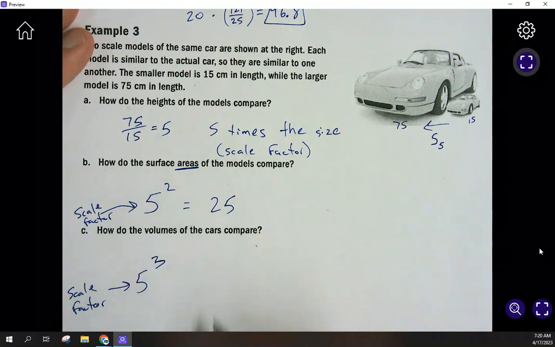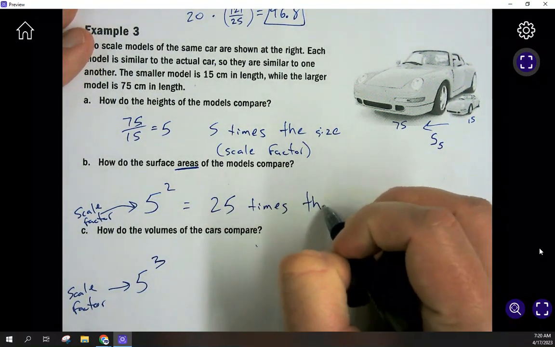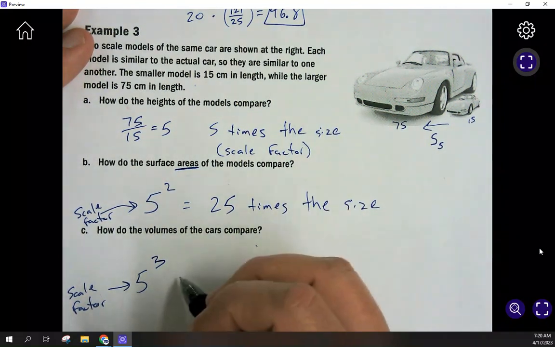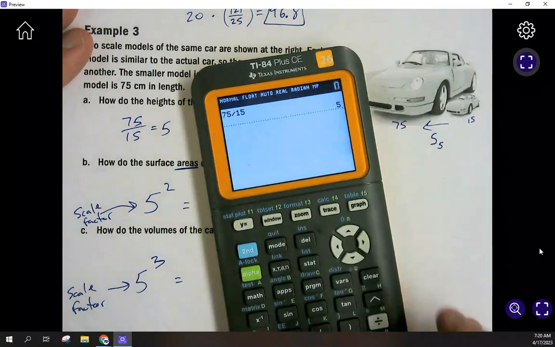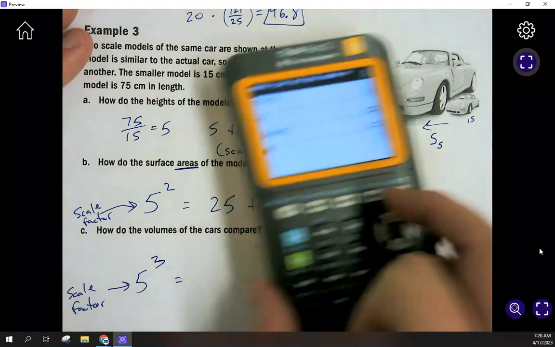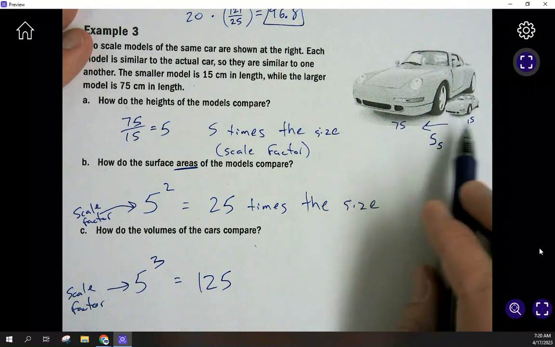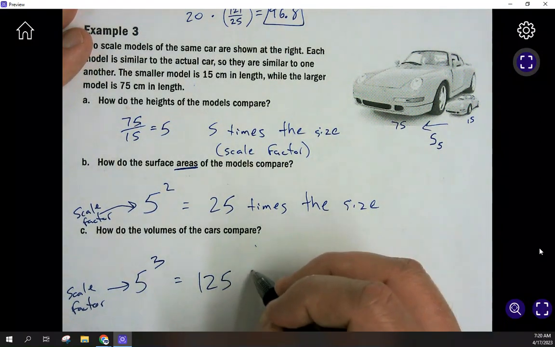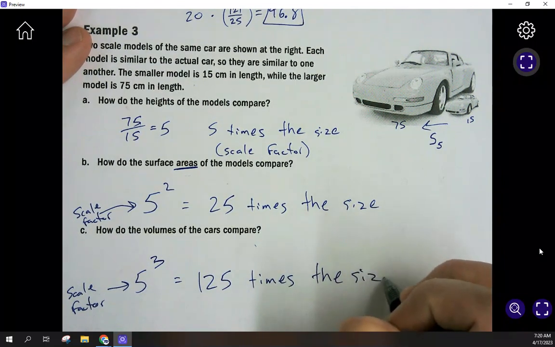So how do the surface area of the models compare? 25 times the size. So the bigger model is going to have a surface area 25 times the size. And the volume, how much fits on the inside of this, 5 to the third power, or 5 times 5 times 5, is 125. So the volume, when I increase all of the side lengths, all of the dimensions by 5, the volume increases by 125 times the size.